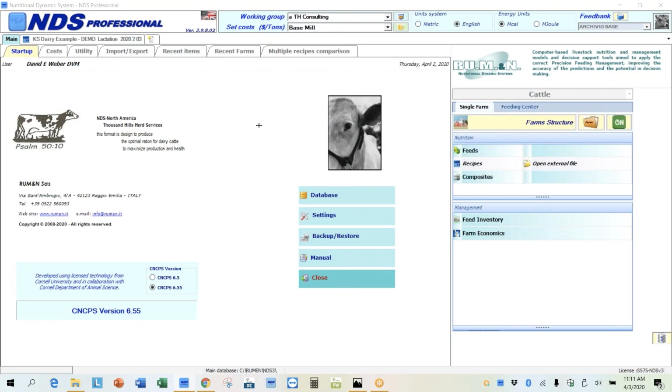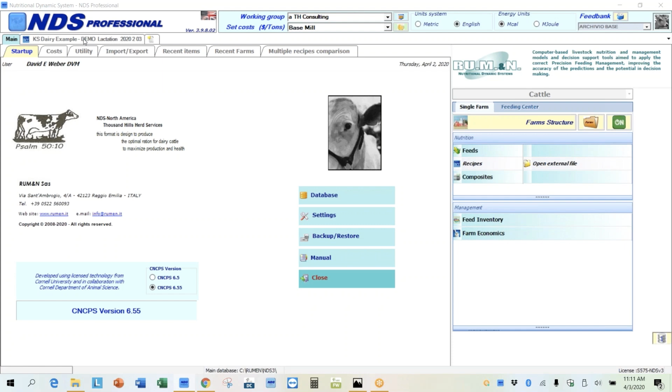Hi, in this little NDS session, I thought what we would try and do is show you how you can balance amino acids. There's been a lot of discussion about milk protein price, what it looks like, and so what I'm going to do is just open up a diet and look at CNCPS, NDS on balancing amino acids.